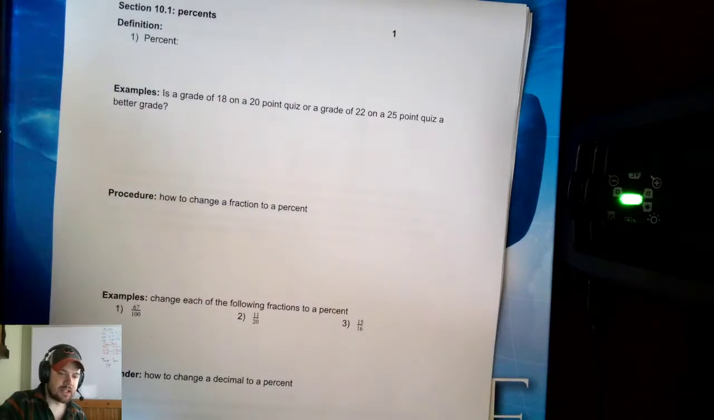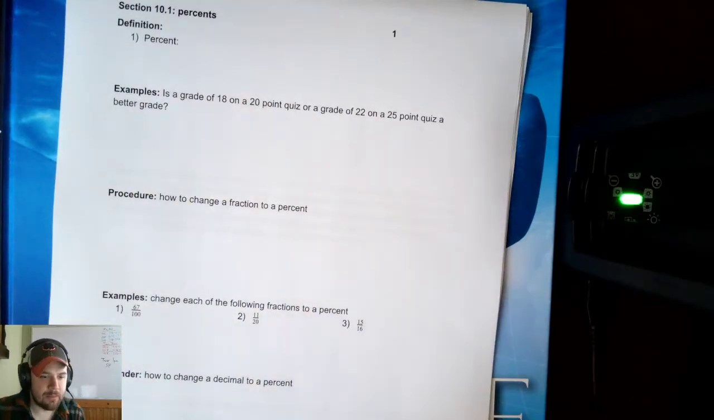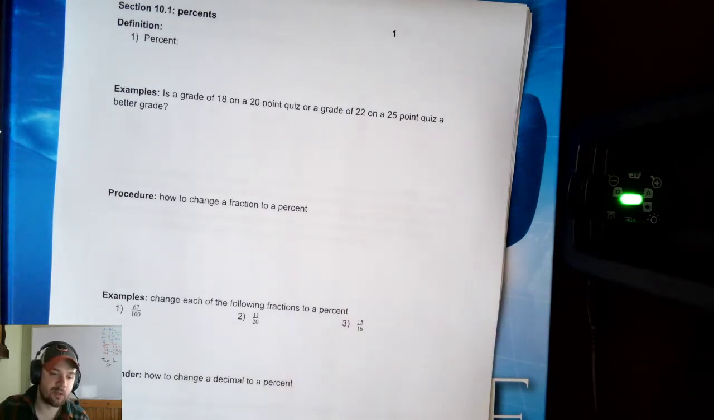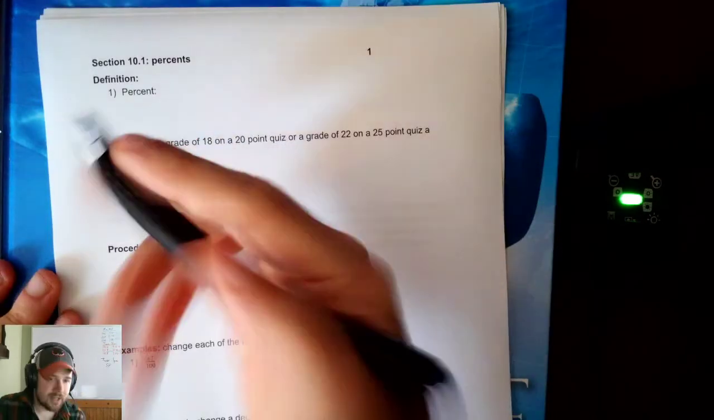Hello everyone, thanks for stopping in. Today we're going to be looking at Math 120, section 10.1, and this section is going to get us familiar with the idea of percentages a little more. So the first question is, what is a percent?